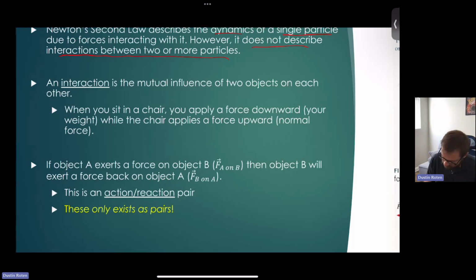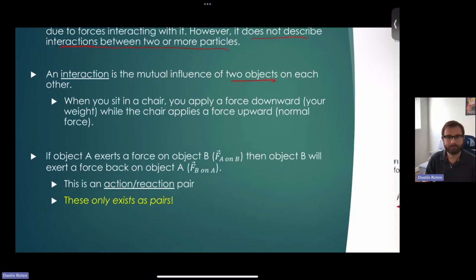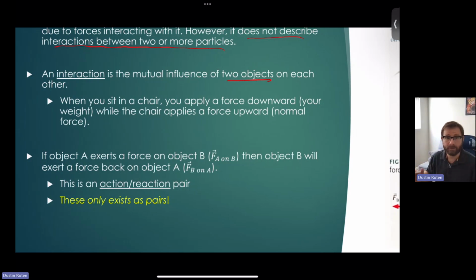So essentially what we're going to do is discuss interactions, which is just the mutual influence of two objects on each other, okay? So now we're talking about what two things are doing to one another. For example, if you sit in a chair, you apply downward force, but then of course the chair applies a force upward. So those two things, if you're not moving, cancel each other out, but that's an action-reaction pair, or an interaction between two objects.